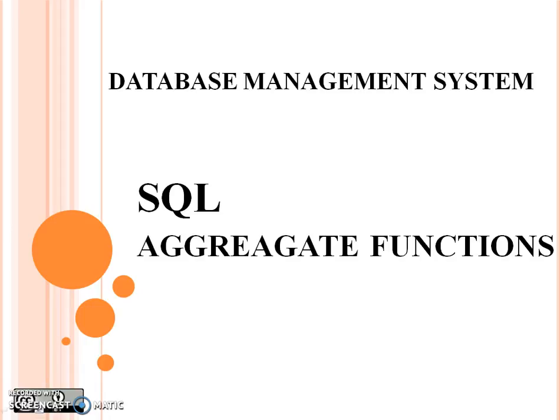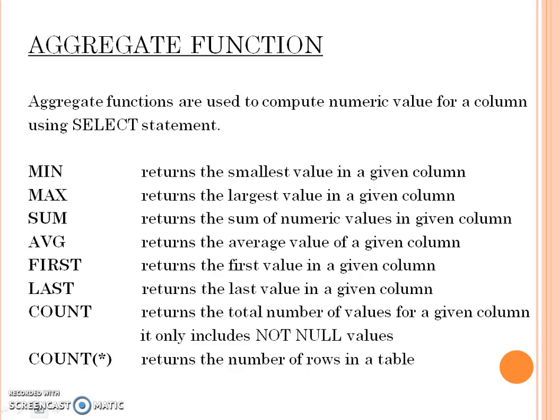In this tutorial, we will be talking about the aggregate functions. Aggregate functions in SQL are used to compute the numeric value for a column using a select statement. The various aggregate functions in SQL are min, max, sum, average, first, last, count, and count star.